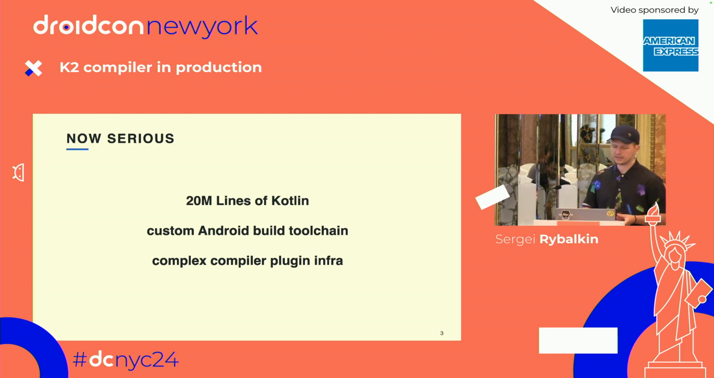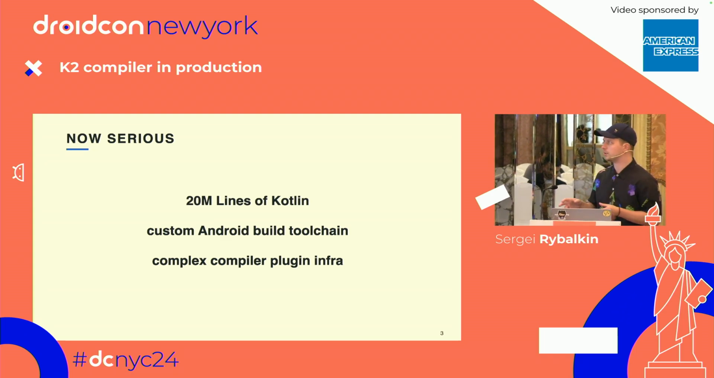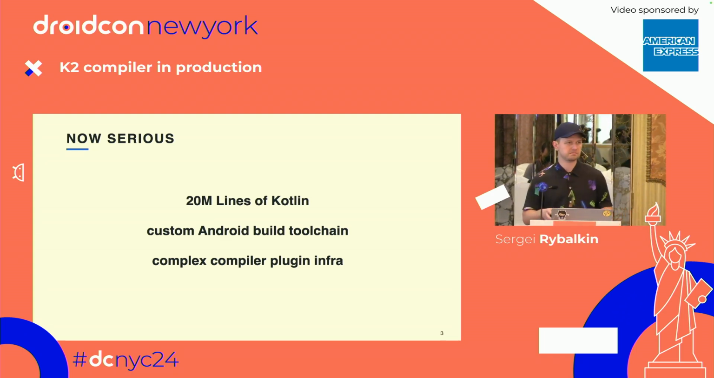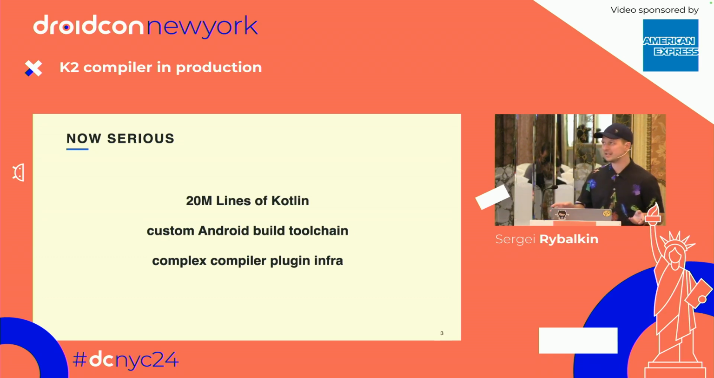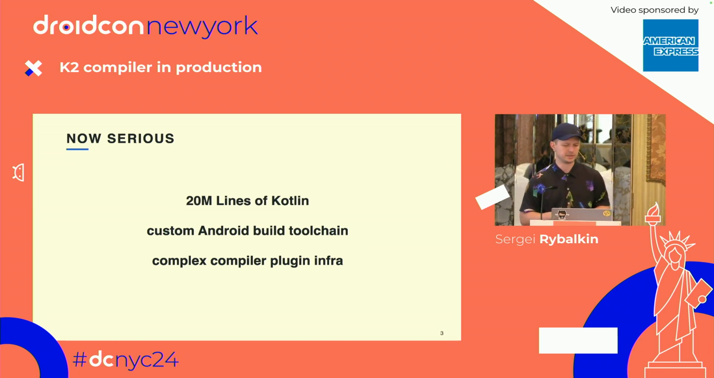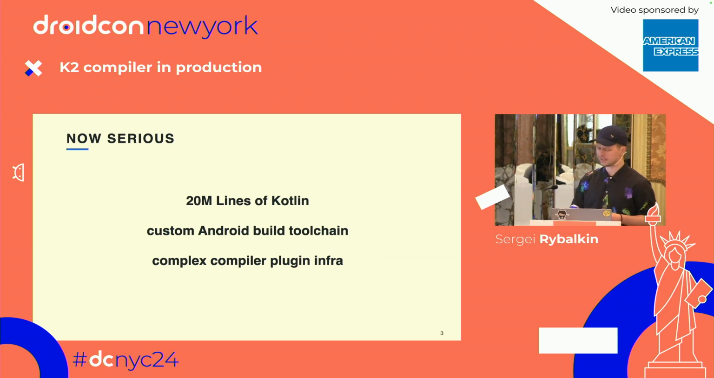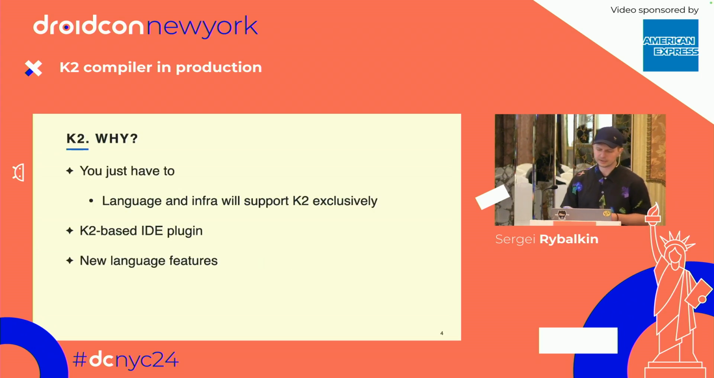With all this in mind, we knew that the journey to K2 would take, we thought, like a year, maybe slightly more. It ended up being 2, but we expected it to be quite long. So we started around 2022, when Kotlin was probably 1.6 at that time. So time passed.